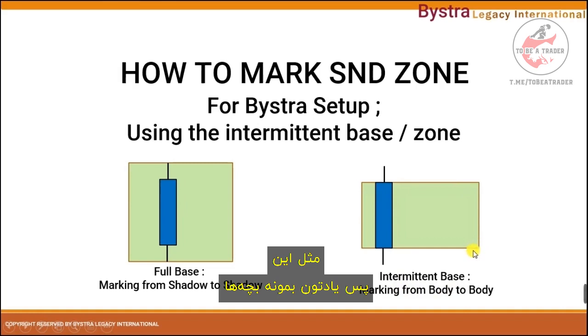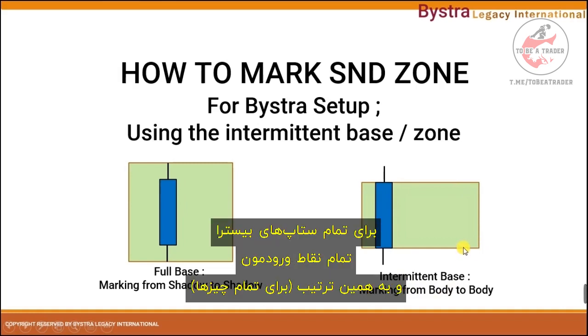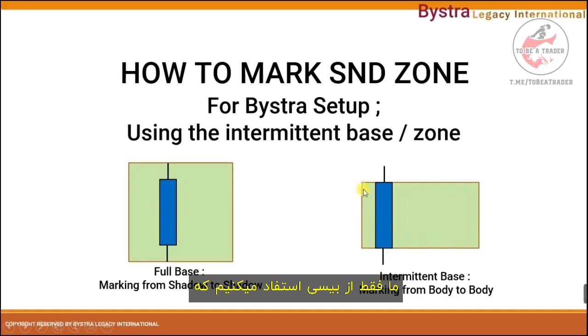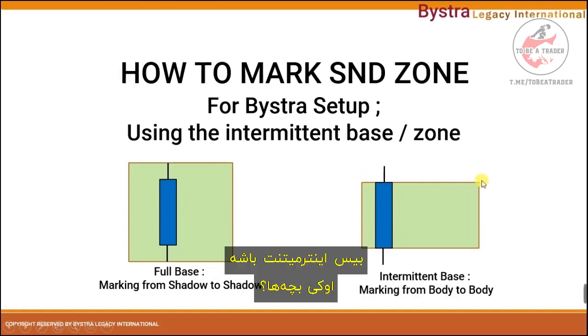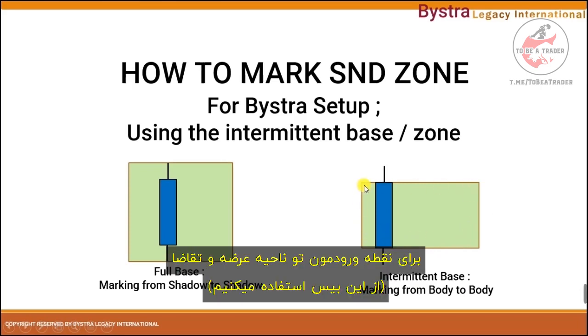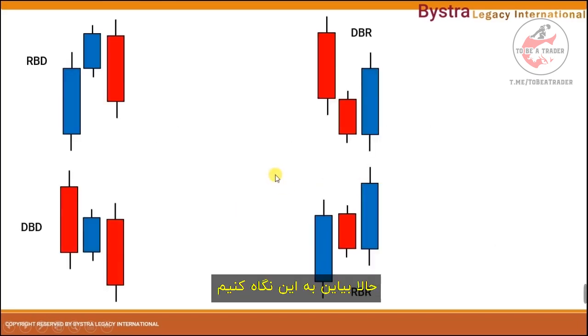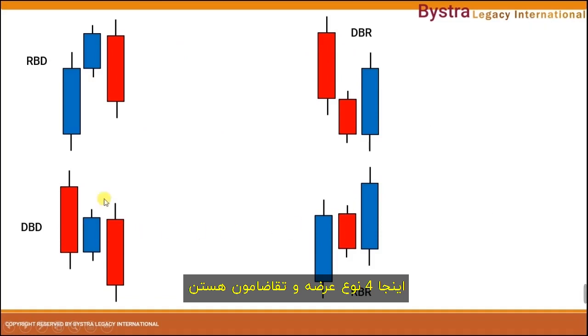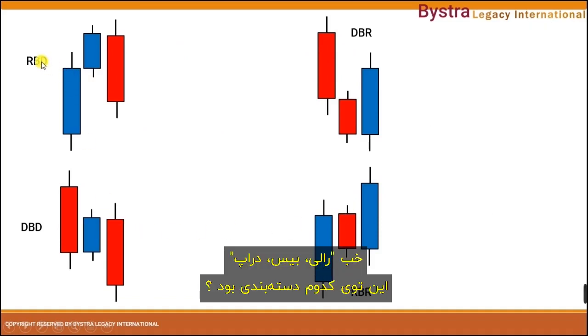So remember, guys, all of our Bystra setup, all of our entry points and so on will only use the base, which is the intermittent base, as our entry point of supply and demand. Now let's look at this one. Here there are 4 types of our supply and demand. So the rally-based drop, which category does this fall under?